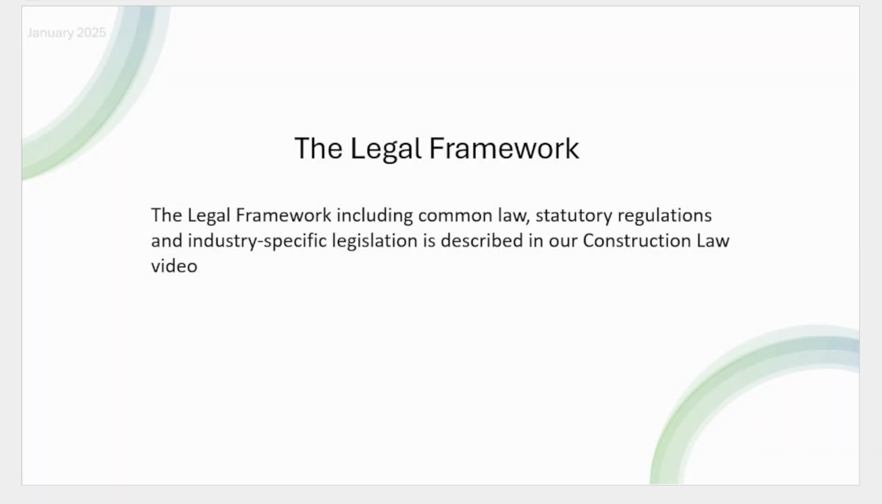The legal framework, including common law, statutory regulations, and industry-specific legislation, is described in our construction law video. Understanding these regulations is essential for both contractors and clients in New Zealand, as non-compliance can lead to legal issues, delays, or even fines. Legal advice should be sought when drafting or signing a construction contract to ensure compliance with all applicable laws.